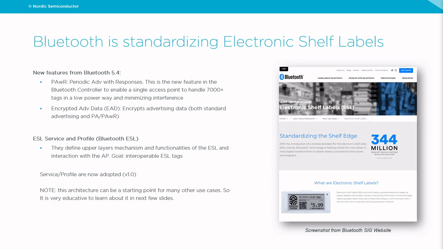But let's dig into Bluetooth ESL. Electronic shelf label is one of the main target applications for periodic advertising with responses. Bluetooth ESL requires Bluetooth 5.4 as it leverages two new features available from this release. One is the periodic advertising with responses, which we have discussed so far. The second relevant feature is the encrypted advertising data, which allows the encryption of advertising data, including the commands and responses sent over PAwR. These two new features are used heavily in Bluetooth ESL.